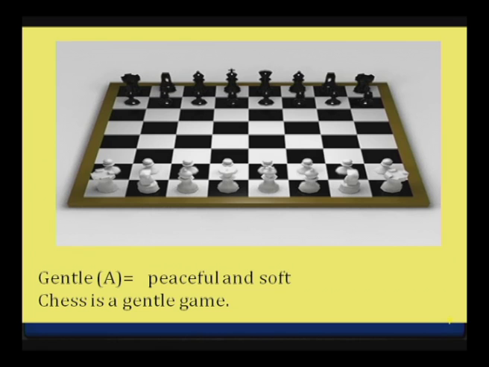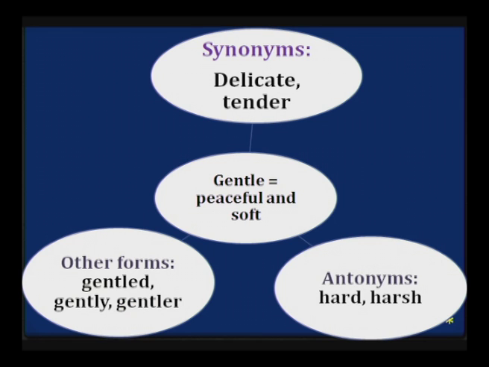Gentle: peaceful and soft. Chess is a gentle game. The synonyms are delicate and tender. Antonyms are hard, harsh. The other forms are gentled, gently and gentler.